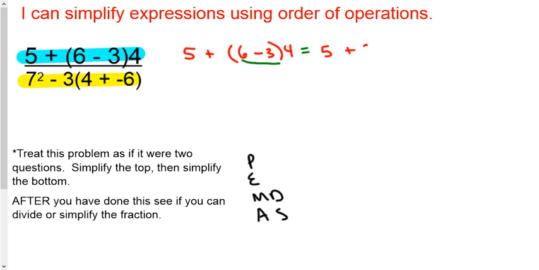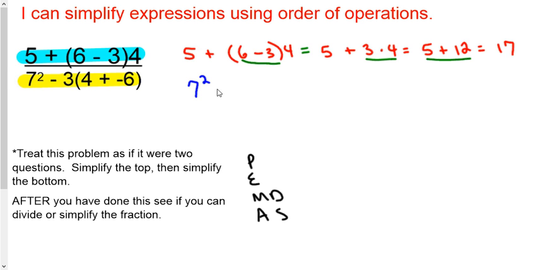plus 3 times 4. Then we have to come through and take care of our multiplication. So now that gives us 5 plus 12. And that's the last thing that we have to do, is just add, and that lets us be able to come through and say, okay, this whole thing is 17. Now, let's go through and look at this.